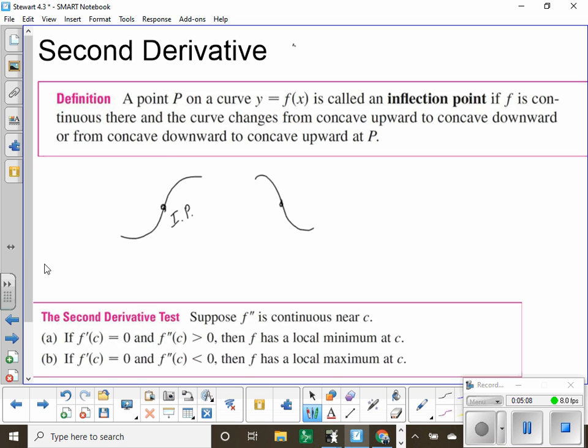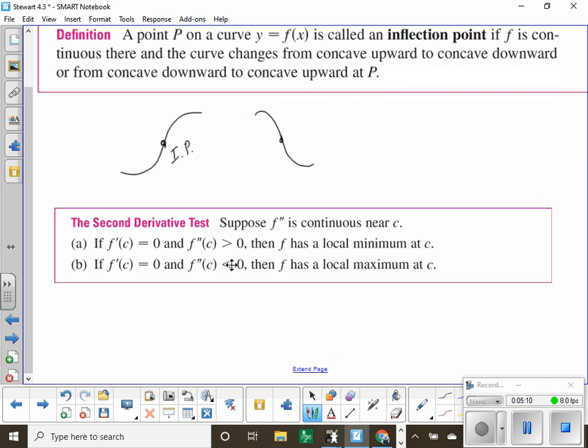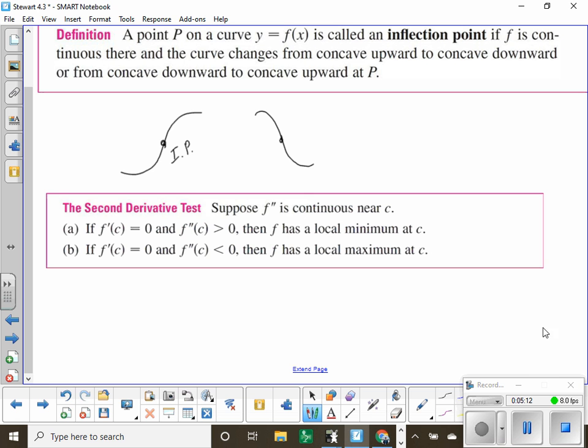The second derivative test tells us about whether there's a local min or max. So part A, I'm going to get this straight this time and not mess this one up. I read through it too fast when I was making the video on that one.